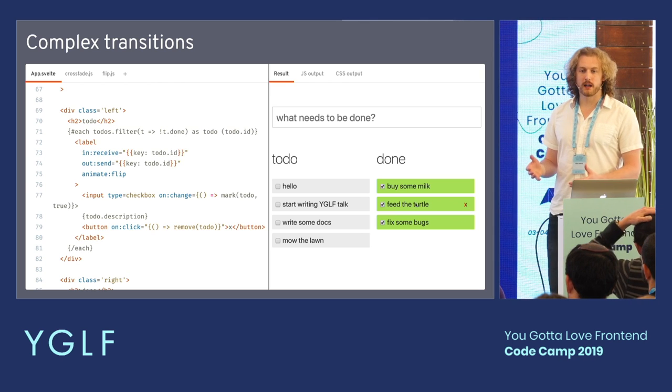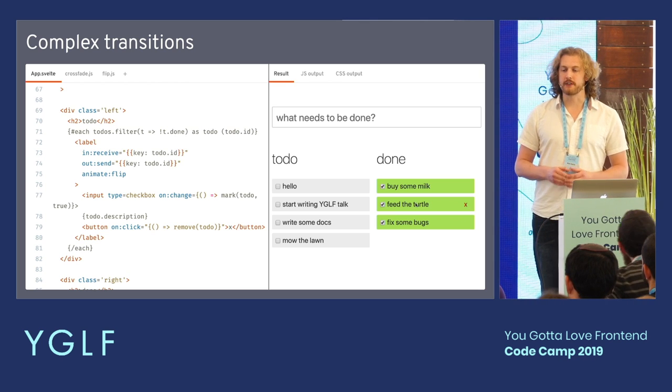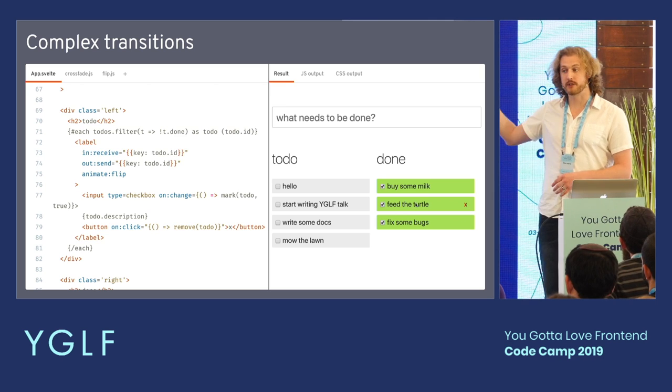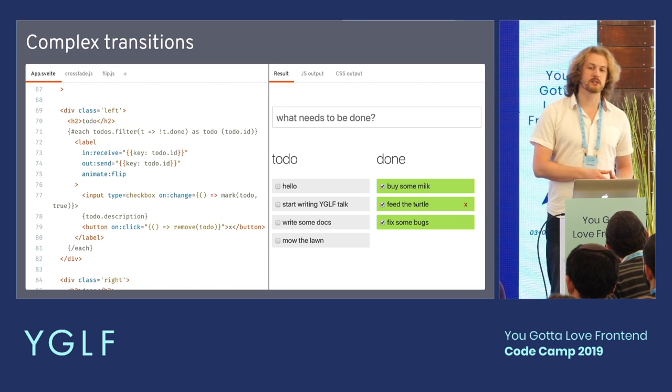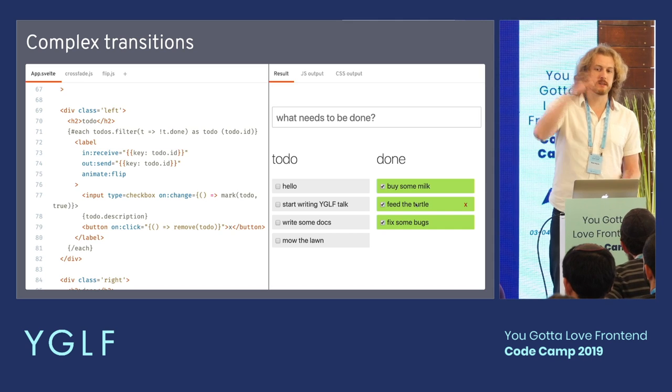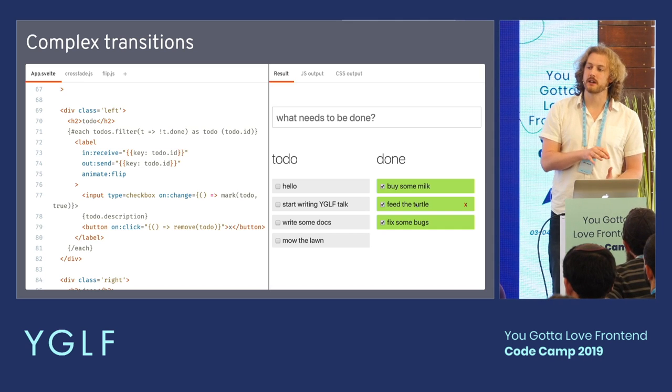But Svelte is a compiler. It doesn't have the same constraints. If you're not using a particular feature, like transitions or bindings, then we don't need to include the code that makes that feature possible. So you're always going to get the minimal subset of the framework's features.